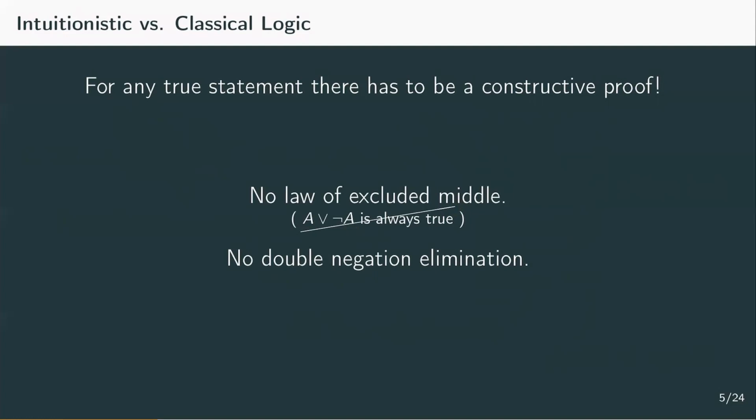Double negation elimination is a rule of replacement, and just as the name suggests, it means if a statement is true, then it's not the case that the statement is not true. A is equivalent to not not A, and this doesn't hold in general constructive logic.